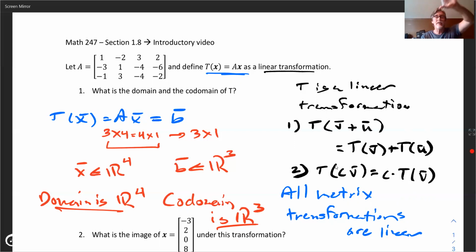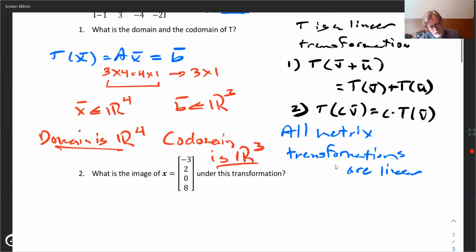Now you may not map all the way through. That's a couple of questions I have to add on to this. So let's get going with this stuff. We'll get there. All right, so what is the image of this vector? This is an example. So X is negative 3, 2, 0, 8. What's the image of this vector under this transformation?